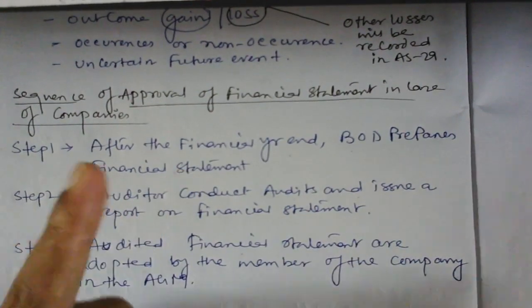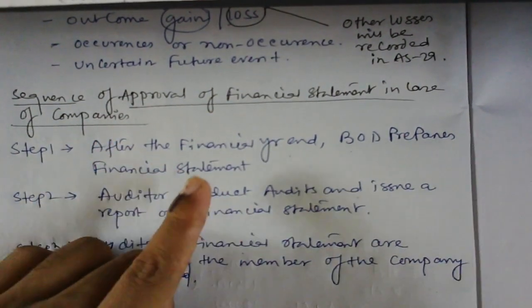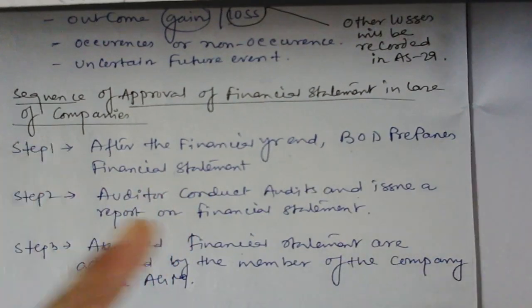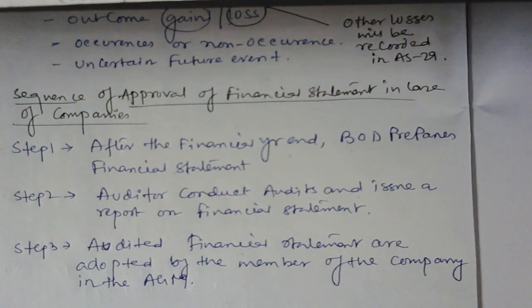The first AGM should be held within 9 months from the end of the financial year. The subsequent AGM should be held within 6 months from the end of the financial year. It means 30th September is the AGM date. If you read the management chapter, chapter number 7 of the Companies Act, you will know that the AGM date will be 6 months from the end of the financial year in case of a subsequent AGM after the first AGM. This is very important.